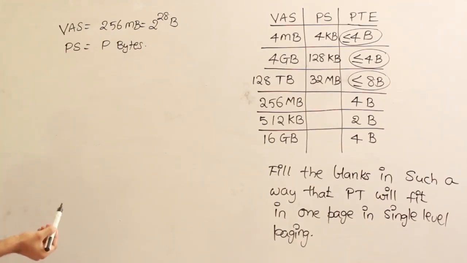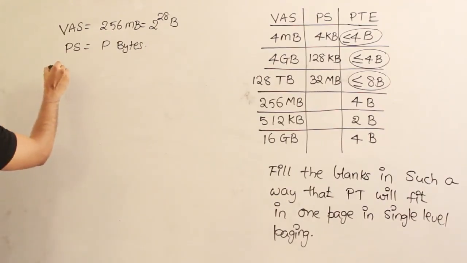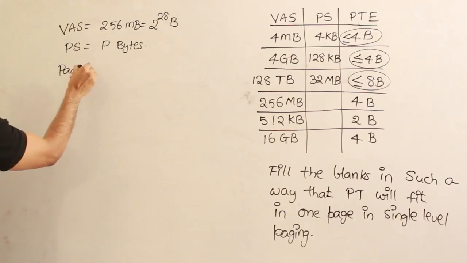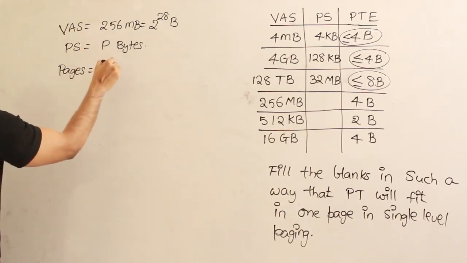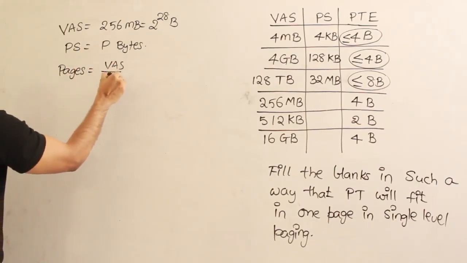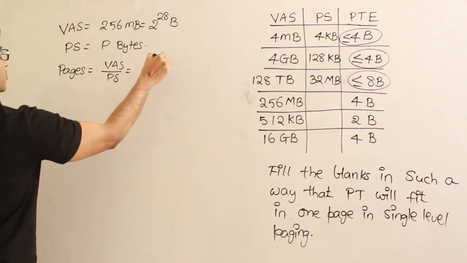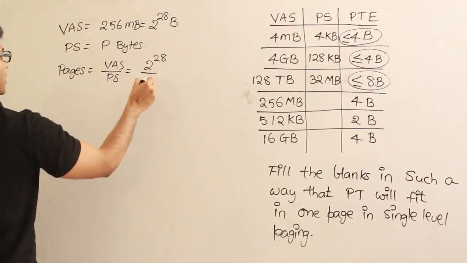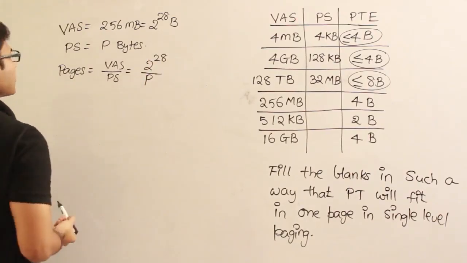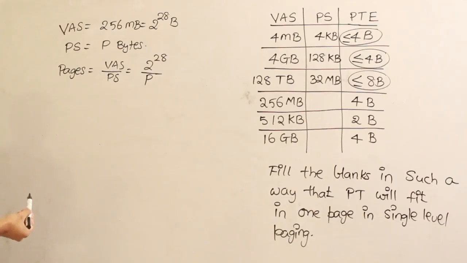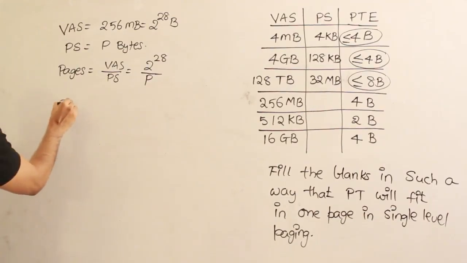Then what is it that we should do? Find out the number of pages first. So the number of pages equals virtual address space divided by page size. What is virtual address space? 2 power 28 divided by P. This is the number of pages, right?